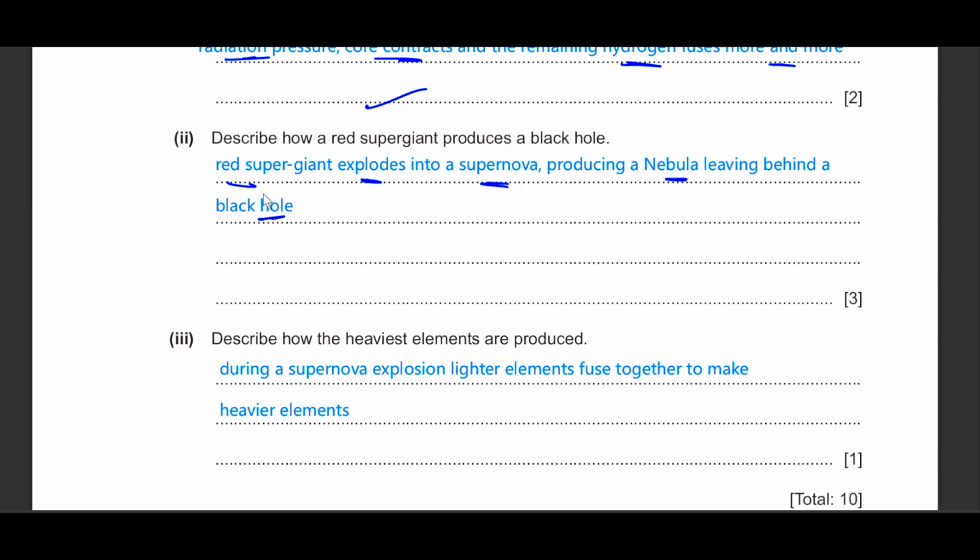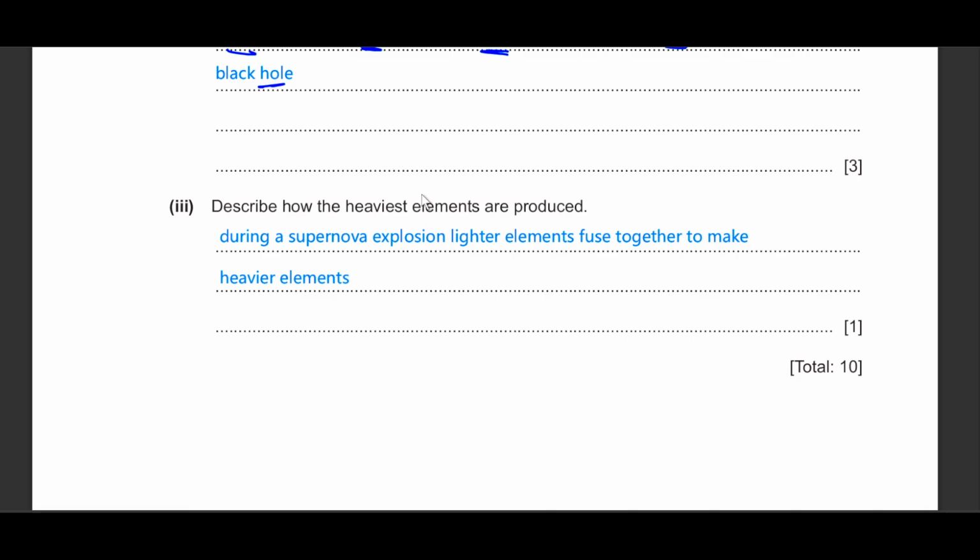These are all memory-based questions. I can't really help you with them. You have to memorize the whole process, or the tree of the star formation. This is an important question, a repeated part. He says, describe how heavier elements are produced.